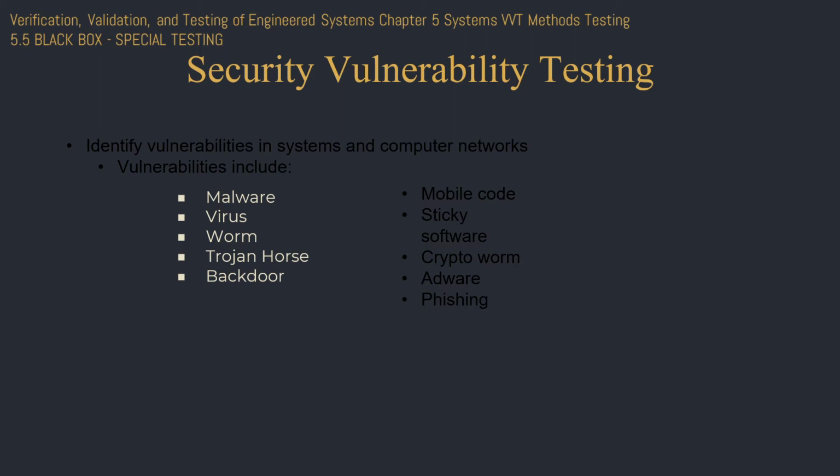Some vulnerabilities that may appear in a network or a computer would be malware, viruses, worms, Trojan horses, adware, crypto worms, sticky software, etc. All these are methods by which a network is susceptible to attacks, and you can lose, let's say, personal information. They can come in as an email saying, "Hey, you just won $1,000." This is a type of security testing that needs to be done to ensure that networks and computers don't fall victim to this.